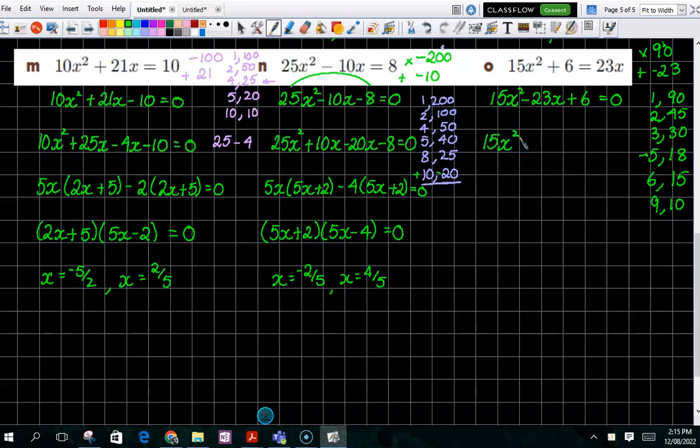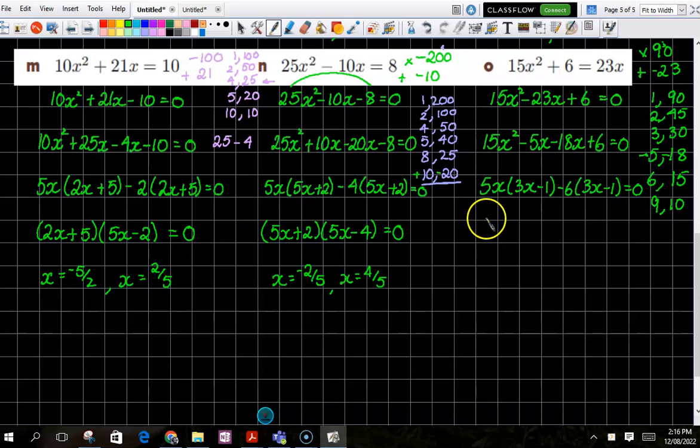So we've got 15x squared take 5x. Oh, they both have to be minus, right? So minus 5x minus 18x plus 6. Common factor. So we go 5x, 3x take 1, minus 6, 3x take 1. 3x take 1, 5x take 6. Okay, and we solve: 1 on 3, 6 over 5.